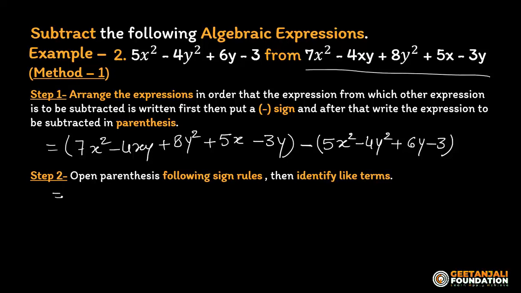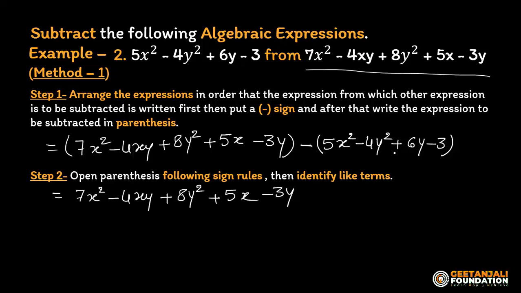So let's open parentheses. Before this parenthesis, nothing is written. It means it is a plus sign. So we will write this expression as it is, because when there is a plus sign before parentheses, there is no change in sign of the terms of the expression. So I'll write them as it is: 7x squared minus 4xy plus 8y squared plus 5x minus 3y.